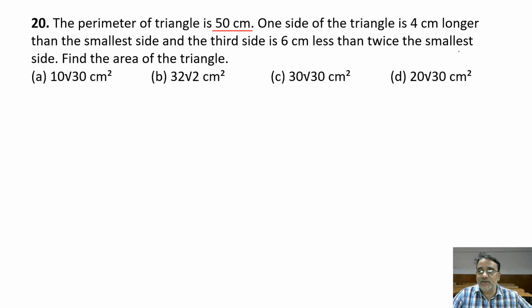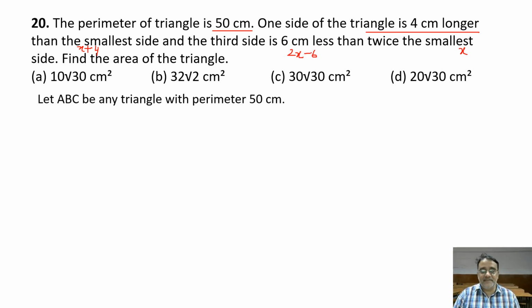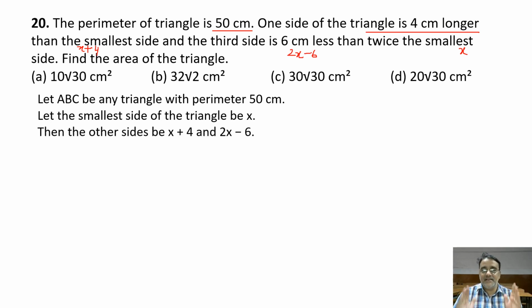तो smallest side को हम लोग x ले लेंगे, right? Smallest side is x, and what will be this side? 4 centimeter longer than smallest side, मतलब x plus 4. This side is x plus 4, and the third side is 6 centimeter less, means minus 6, twice the smallest, 2x. So we will get 2x minus 6. ये समझ में आ गया? Perimeter is given 50. Let the smallest side be x. तो other two sides हो जाएगा x plus 4 and 2x minus 6.